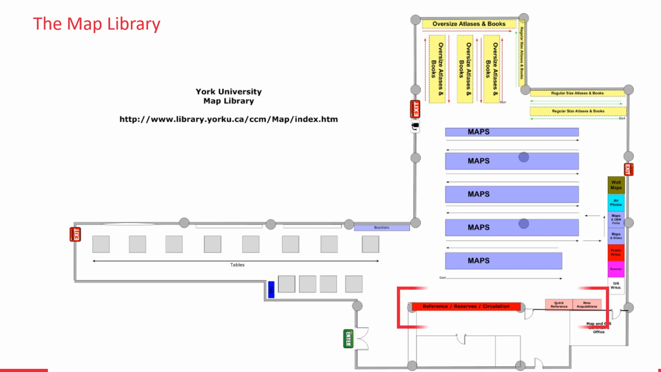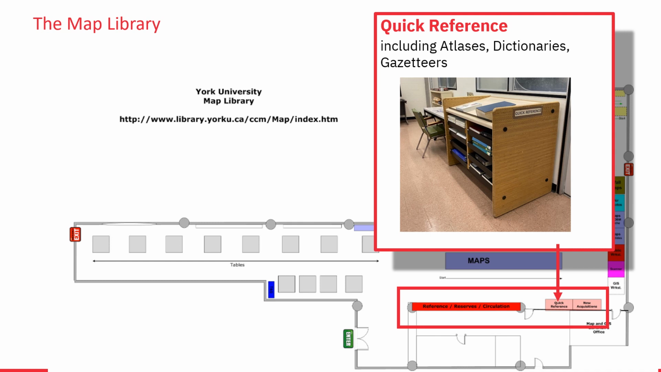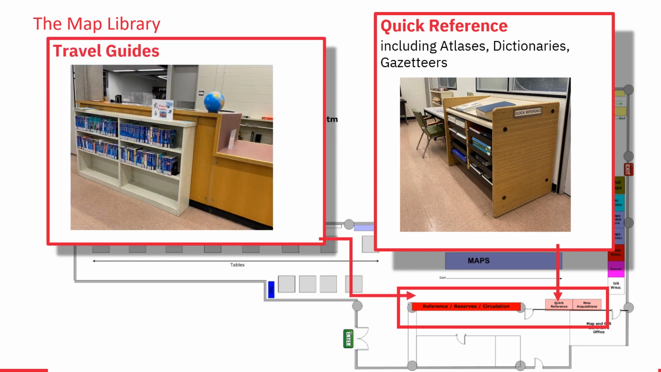At the entrance of the map library, we have a selection of resources that are useful for getting started with your research, including quick reference materials such as dictionaries, guides, atlases, and gazetteers. As well, we offer a selection of international travel guides.